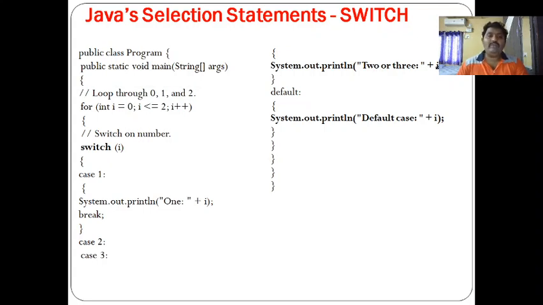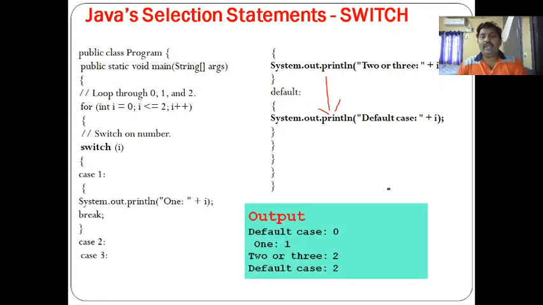Then the I value becomes 3, and there is no break statement. That's why it follows the fall through concept and automatically executes the default case. It also prints the I value 2. Now the I value becomes 3 and the program comes out of execution. That's why we got the output: default case 0, 1, and 2 or 3, default case.